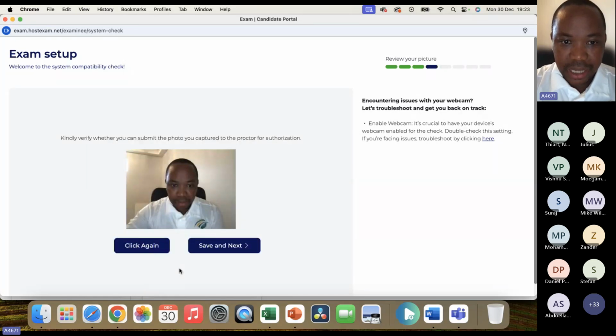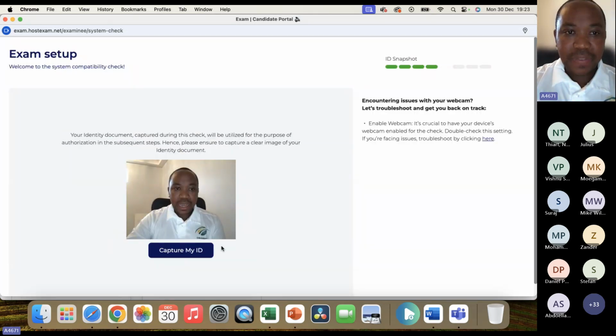So it's taken the picture, and it says kindly verify whether you can submit the photo you captured to the proctor for authorization. And I'm happy with this picture. It shows my face. And so I'm going to save and go on to the next screen. If you're not happy with the picture that you've taken, maybe you had turned your head to the side, then you need to click again and you will be able to take another picture.